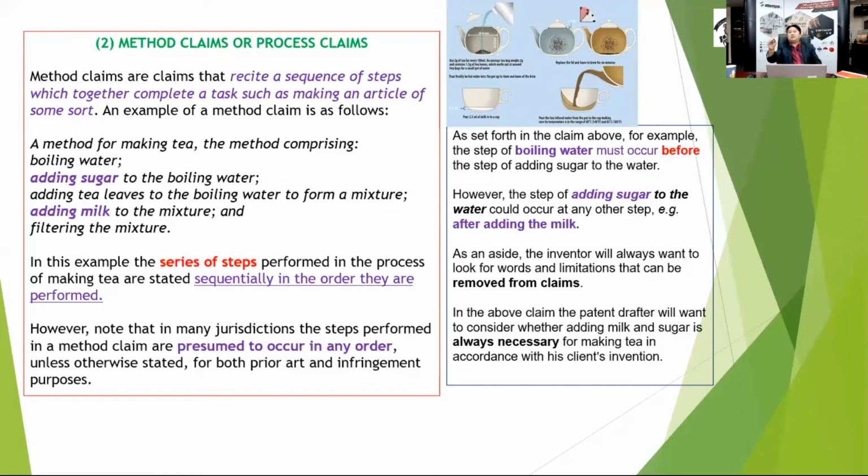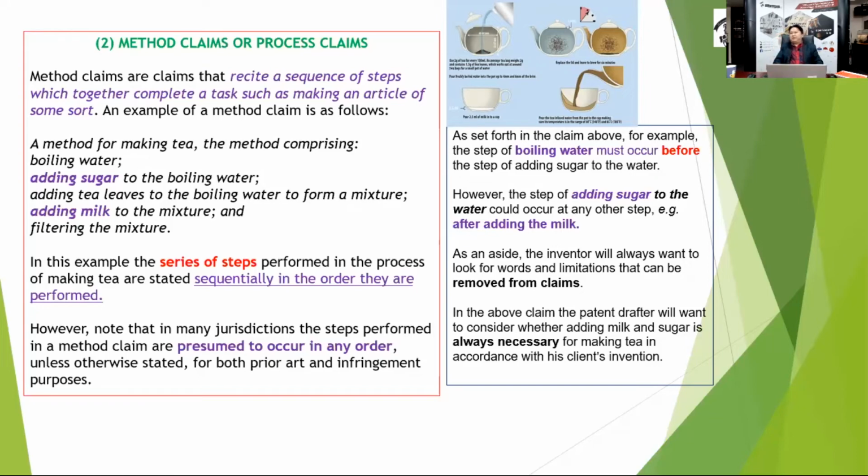The first step, the most essential part, is you boil the water. However, the step of adding the sugar to the water could occur at any other step. For example, even after you add the milk. So you can actually swap. It doesn't matter whether you add the milk first or you add the sugar first, but the boiling water will come first. All right.